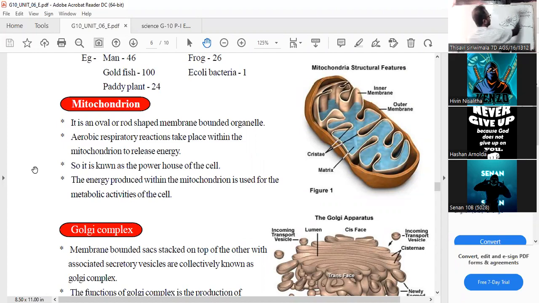So the diagram, we can easily draw it like this rather than the 3D one. It is kind of difficult to draw the 3D diagram here. This is going to be easy. Outer membrane and the inner membrane. First, it is better to draw the diagram, then you can write the note.